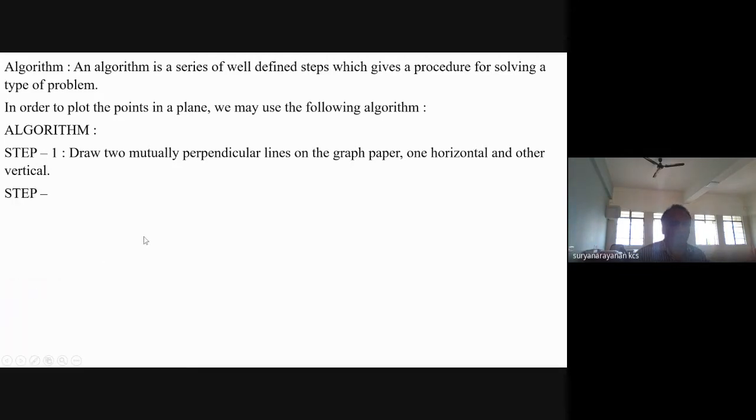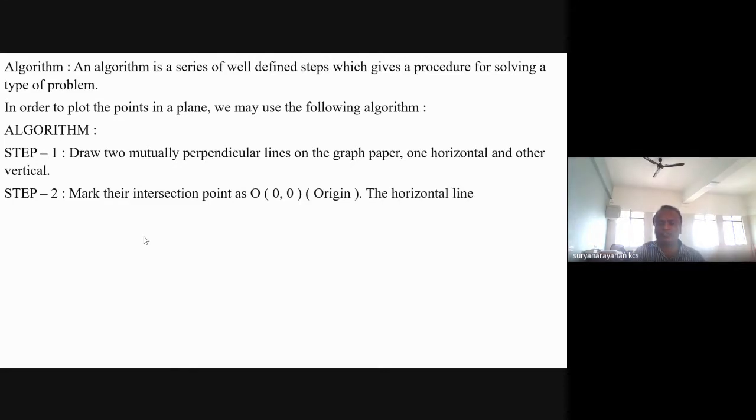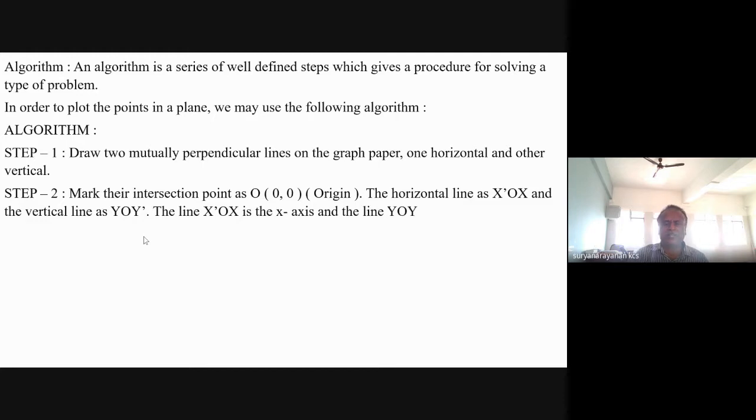Next step, step 2: mark their intersection point as O, (0, 0). That is called the origin. You know this point. Mark the horizontal line as X'OX and the vertical line as YOY'. The line X'OX is the x-axis and the line YOY' is the y-axis. You know this also. Yes or no? Are you able to see the screen, my dear children?